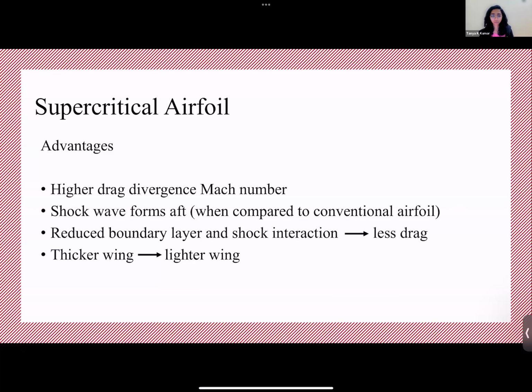It also leads to a thicker wing, and we'd seen how a thicker wing implies a lighter wing, right? You need less structural reinforcement. So it's a lighter wing.